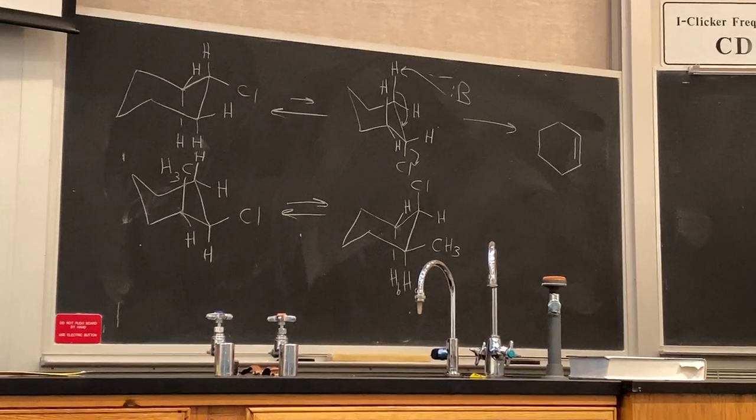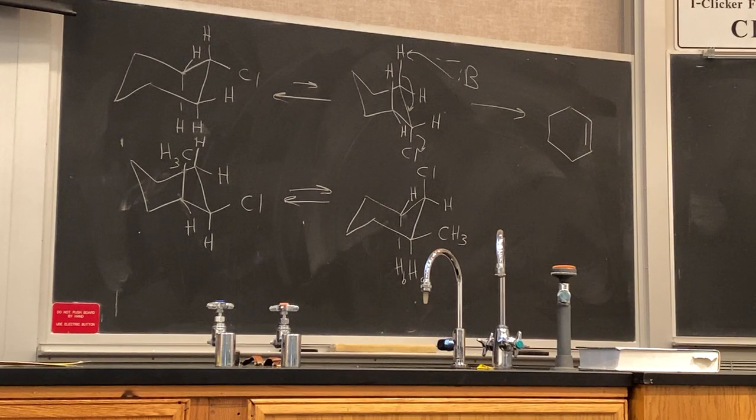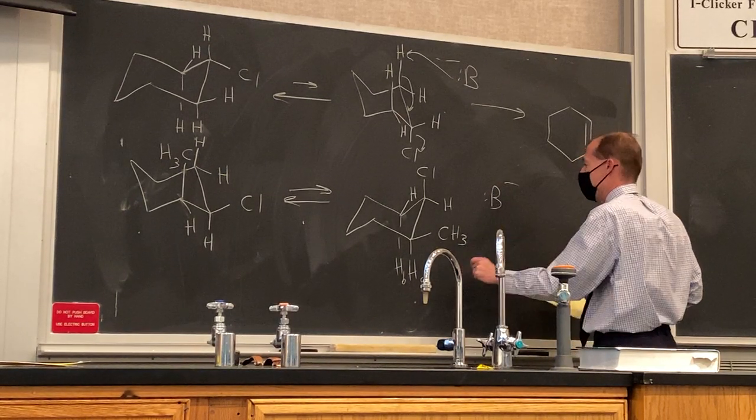So which one would we deprotonate to make the major product of this E2 reaction? A or B? Yes, HA. Why is that? Yes. So if we deprotonate HA, then we would make a tri-substituted alkene because this methyl group would be a substituent on the alkene. If we deprotonate HB, we would make a di-substituted alkene. This methyl group would not be a substituent on the alkene. So Zaitsev's rule tells us that the major product would come from deprotonating HA.